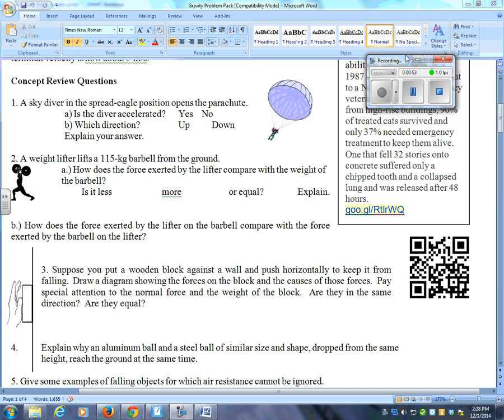Okay, so question number 1. A skydiver in the spread eagle position opens the parachute, just like this. Is the diver accelerated? Yes or no? How many people say yes? Hands up. How many people say no? Hands up. A couple. Why do you say no?